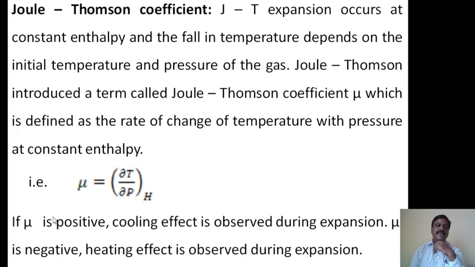If mu, the Joule-Thomson coefficient, is positive, greater than 0, then a cooling effect is observed during the expansion. If mu is negative, then a heating effect is observed during the expansion. Therefore, inversion takes place here.